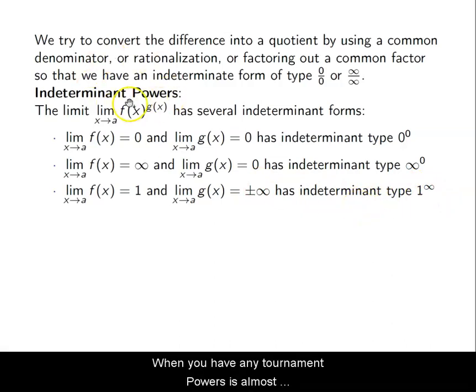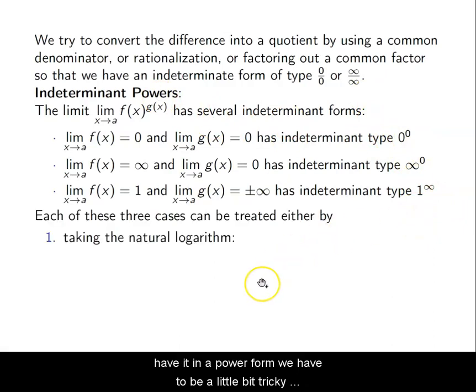When you have indeterminate powers, it's almost impossible to get it into a rational form. So when we have it in a power form, we have to be a little bit tricky. There's two methods for doing this. One is to use logarithmic differentiation, which I'm glad we covered, because generally in a calculus class, I actually skipped through logarithmic differentiation, so I'm glad we covered that. We would do this logarithmically.